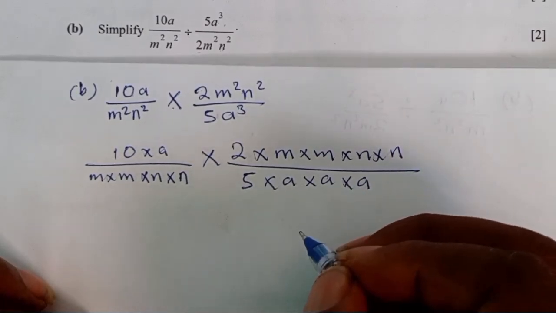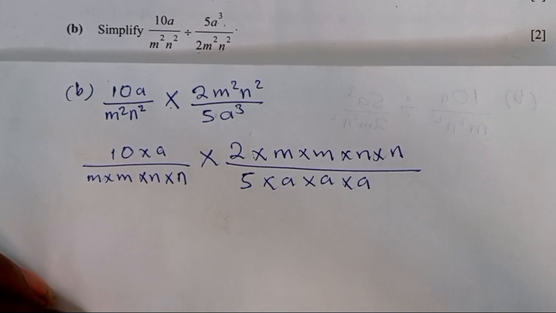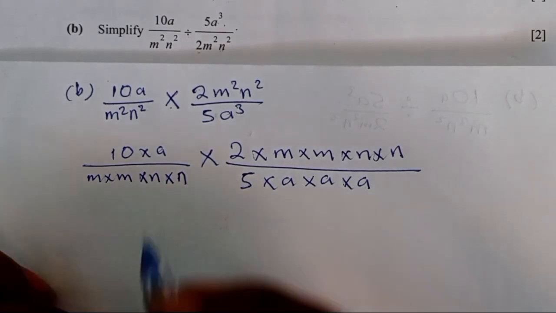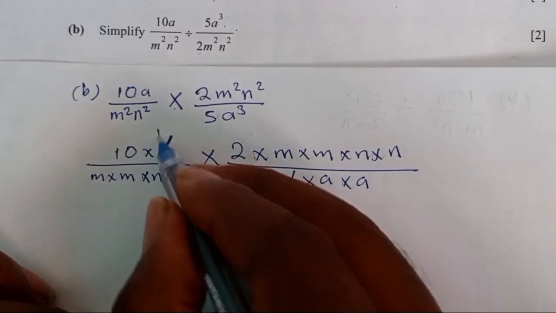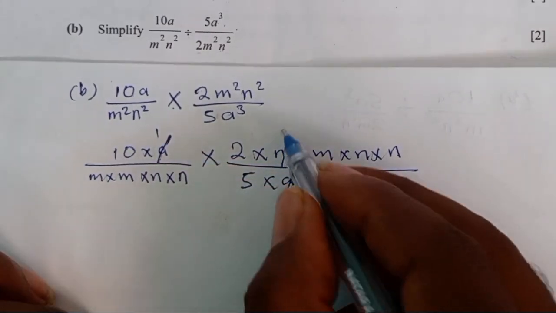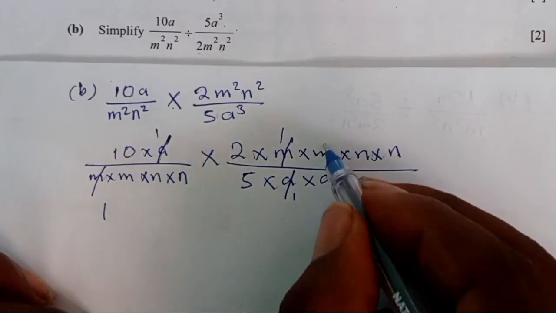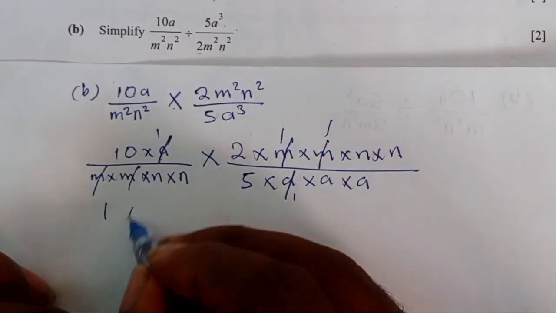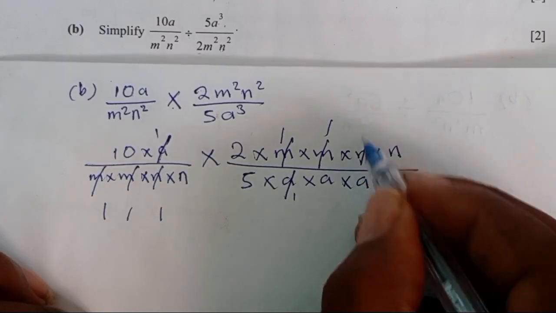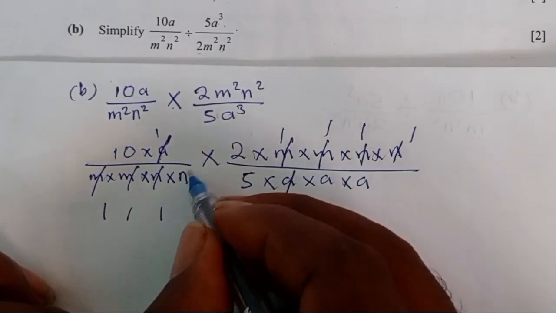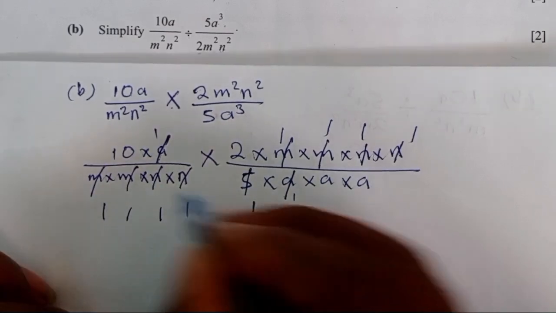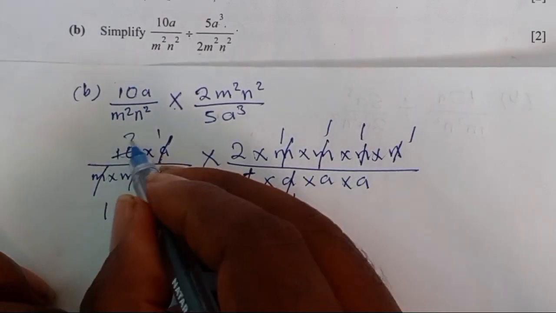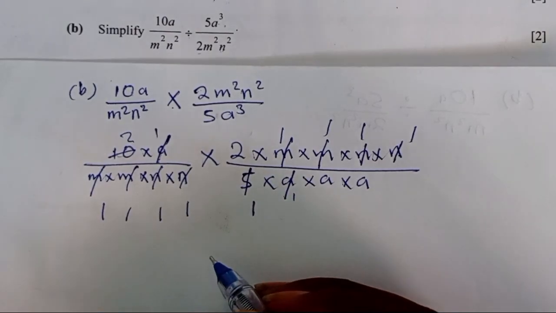So from there, we cancel. a with a, we cancel. So a into a, 1; a into a, 1; m into m, 1; m into m, 1; m into m, 1; m into m, 1; n into n, 1; n into n, 1; n into n, 1; n into n, 1. So 5 into 5, 1. 5 into 10, 2. So there is nothing more now.